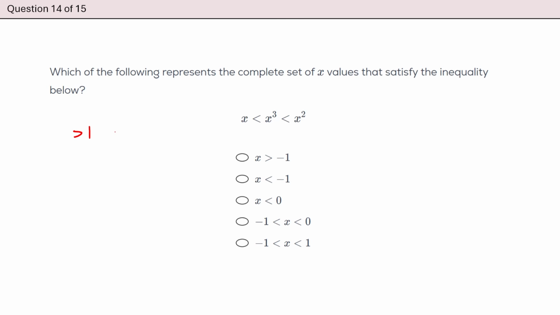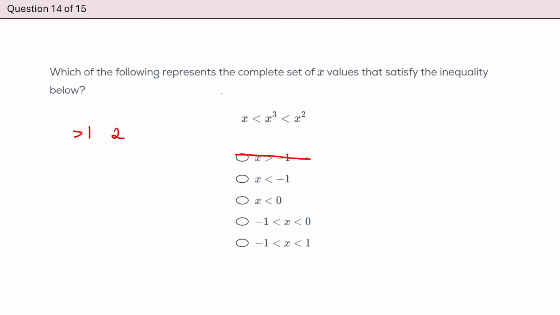I'm going to choose 2. All right. Does 2 work? So 2 is less than 8. 8 is less than 4? No. So anything that includes numbers greater than 1, I can eliminate. So I can eliminate this one.